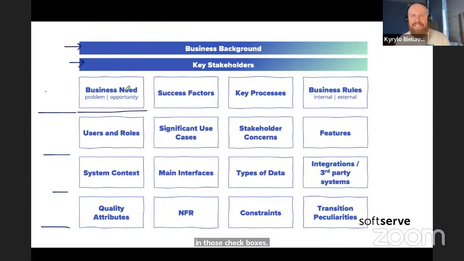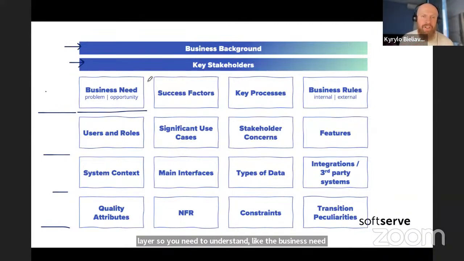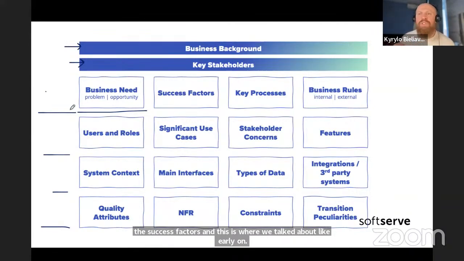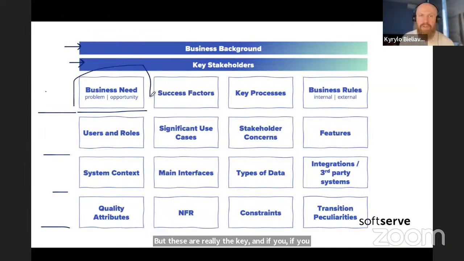You need to understand the business need and the success factors, which is what we talked about early on, but these are really the key. If you don't understand what the business need is, there's no point in going deeper, because you will only get more and more questions, and you will lose all the context if you don't understand what we're trying to achieve as a business, or what the client is trying to achieve as a business. All of that will have no context for you. So just start here, ask the questions that you need to ask, and don't stop until you understand what this project is about from the business standpoint.